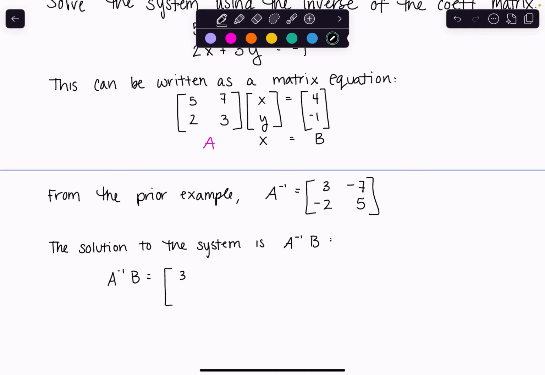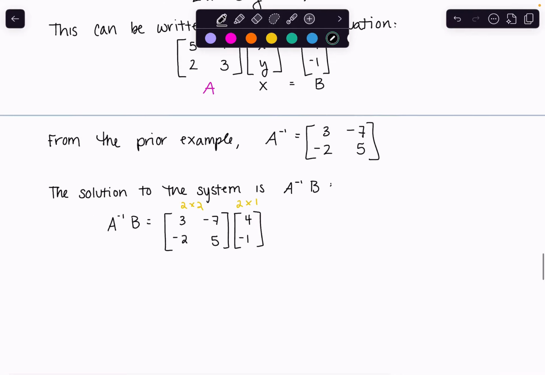A inverse is 3, -2, -7, 5. And then B is 4, -1. So this is a 2 by 2 matrix. This is a 2 by 1. So the result is going to be a 2 by 1. So to figure out what that is, again, we go through matrix multiplication. So I take first row, times it by the first column. Going down the line, that would be 3 and 4 being multiplied, and -7 and -1.